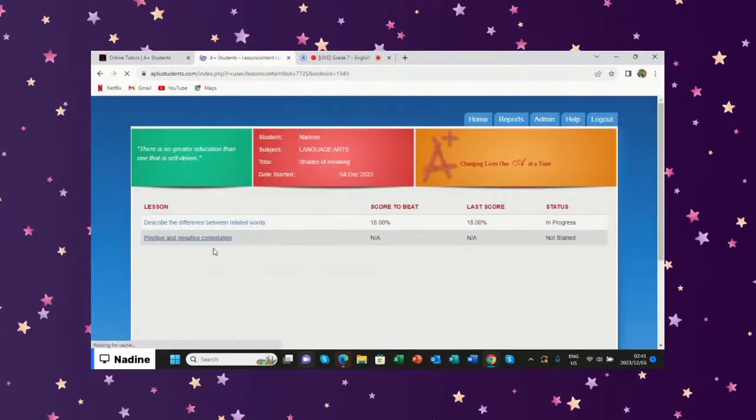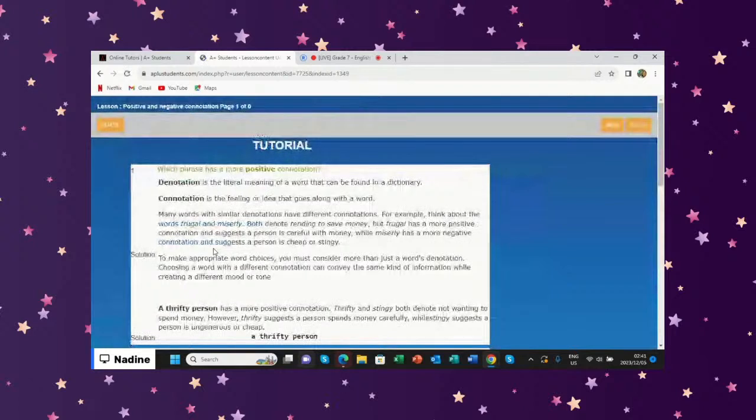All right, so now we're going to go on to something being a positive connotation or a negative connotation. And when it comes to positive and negative connotation, you get words like denotation or connotation. So one of these two words either means something positive or something negative.